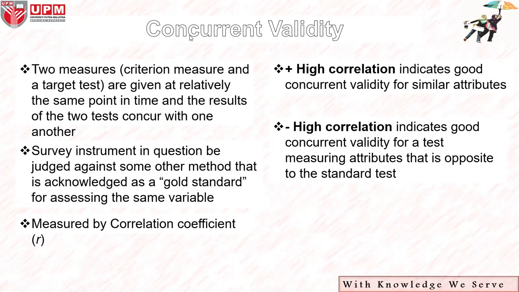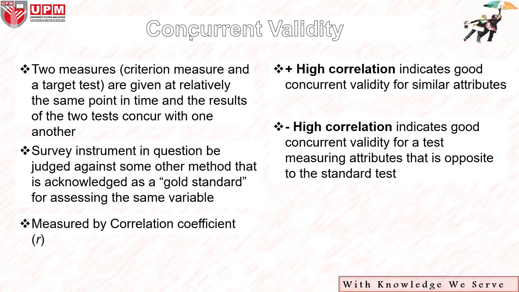Okay, concurrent validity first. So concurrent validity reflects two measures, which is a criterion measure and a target test. The criterion measure and the target test are given at relatively the same point in time, and then the results of the two tests concur with one another. To conduct the concurrent validity, you have two instruments. First, the newly developed instrument. The second one, the gold standard.